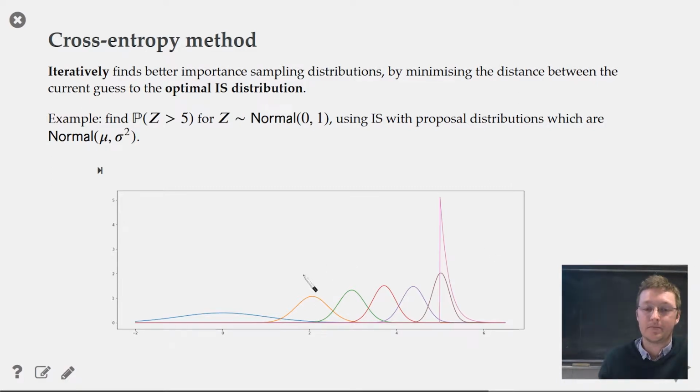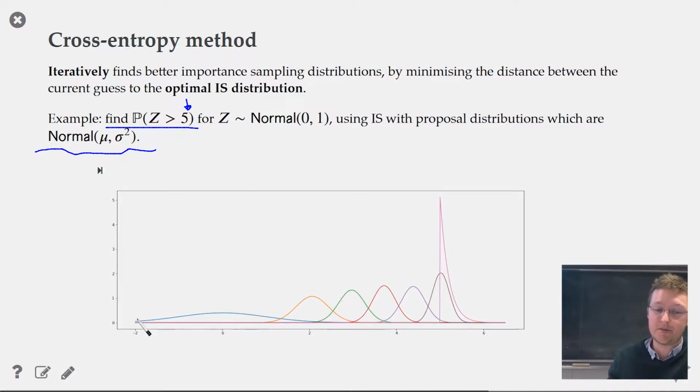So here is just a plot of this in action. If you wanted to find the probability that a standard normal takes a value over 5, that's not a very rare event and not a very hard problem to solve, but just humor me. You want to find that, and you want to find the best proposal density within this family of normal distributions, say which normal distribution will give me the best proposal density for importance sampling. Starting with the standard normal, all these curves here show the cross-entropy method in action.